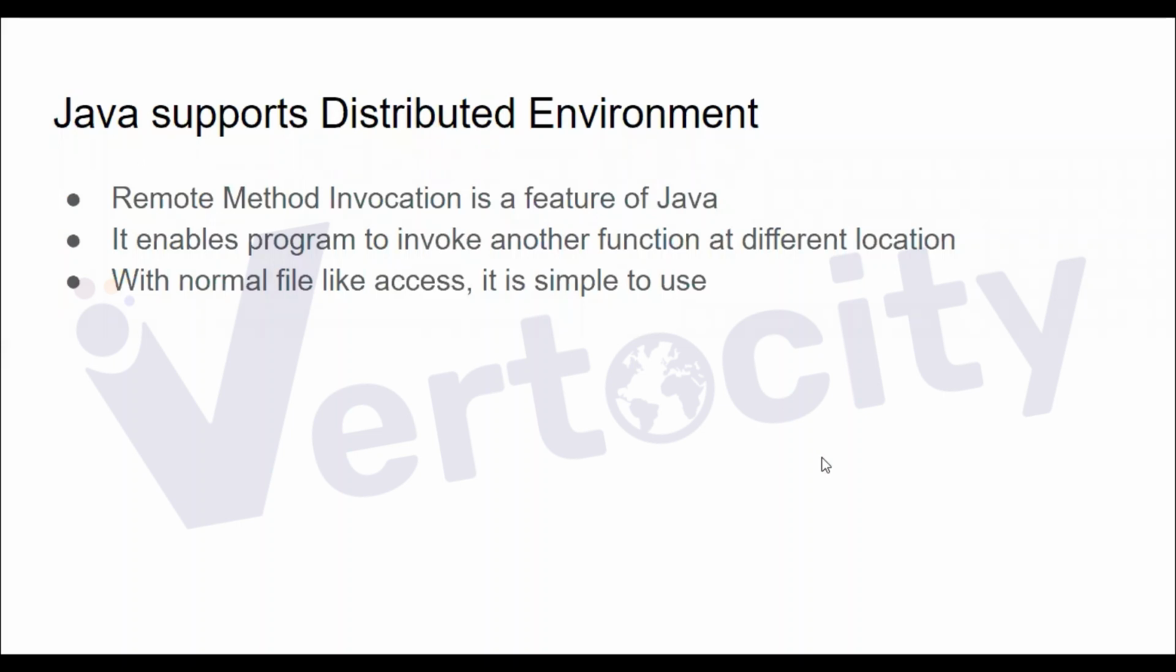Java also supports distributed environments. Like there is something called remote method invocation. You can call a different function located on a different machine altogether from one API. This helps in having file-like access in computer programs.